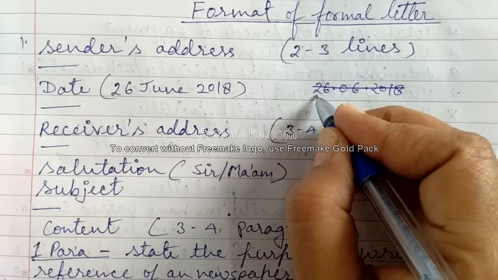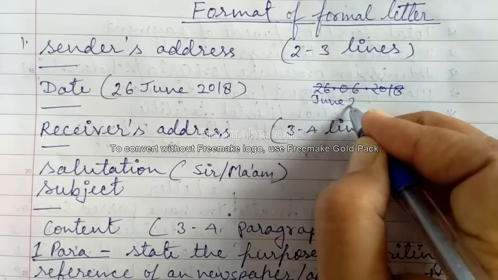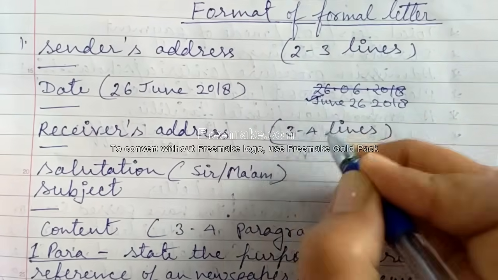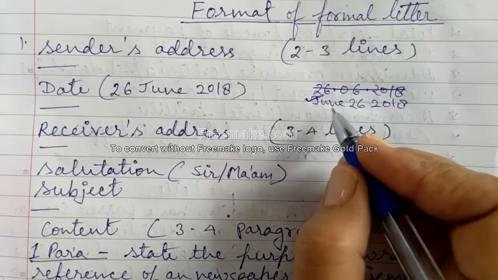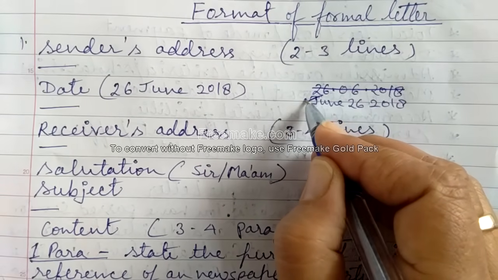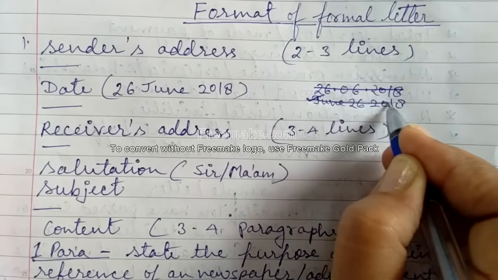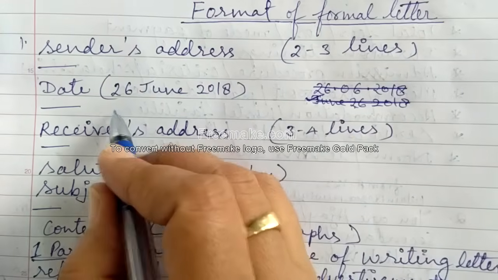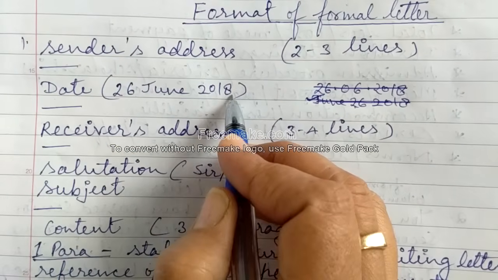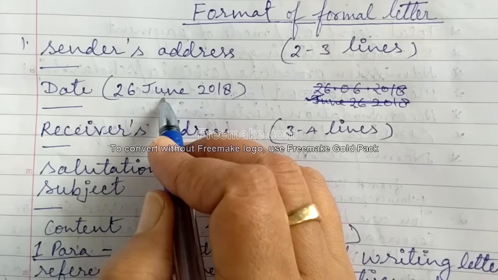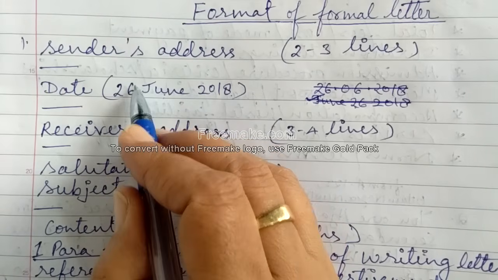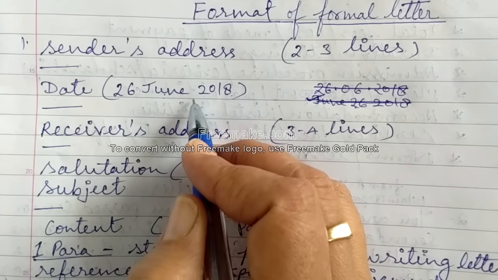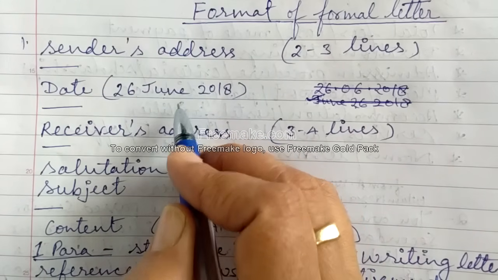And some people also write June 26, 2018, but this is accepted in American English. But we follow British English, that is why we do not write this way. We write the date first. For example, 26 June 2018, and the month we write in words. It means 26th of June 2018. No th, no comma after the date, no comma after the month.